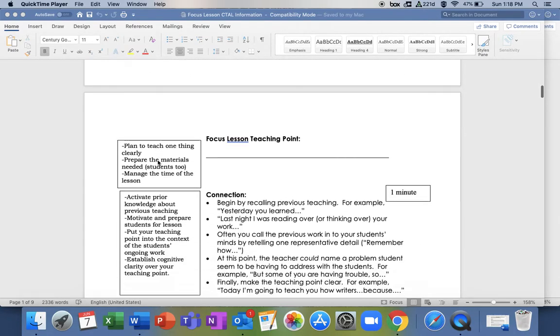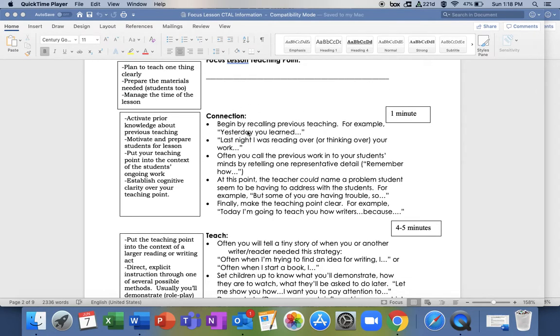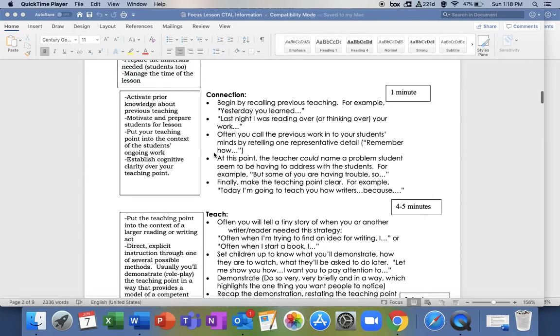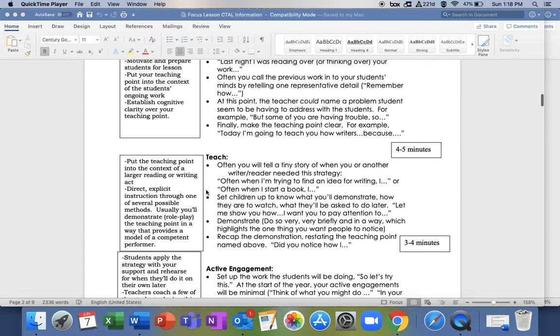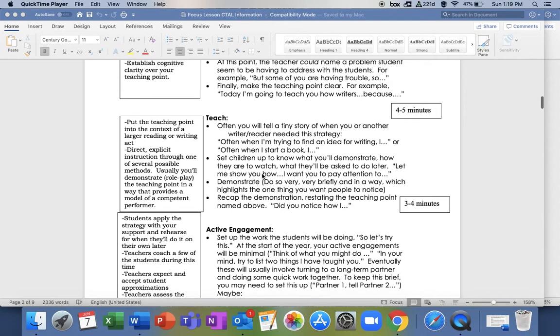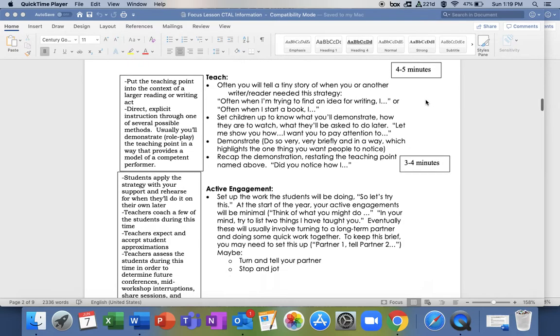If I scroll down a little bit more, I've put together a focus lesson teaching point as an example of different verbiage that you can use and approximately how long it should take within the focus lesson. Within the connection, these are some phrases that you might want to say. Again, with the teach, here are some other options that you may say when introducing the new teaching point. And this is probably your longest part. This is 4 to 5 minutes of instruction time.